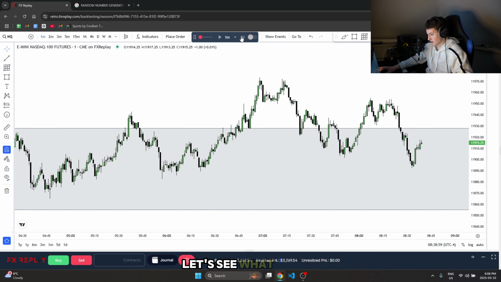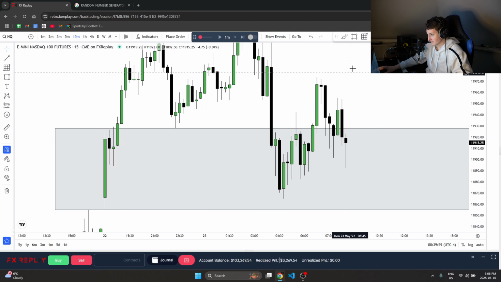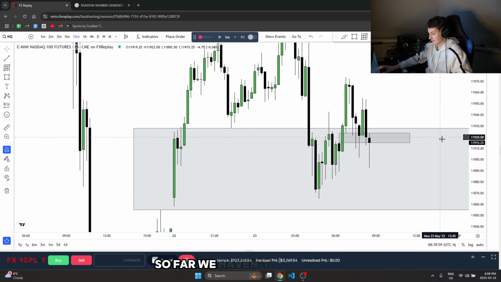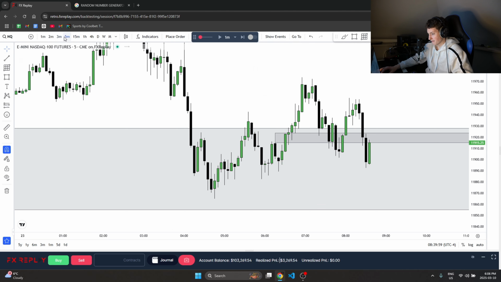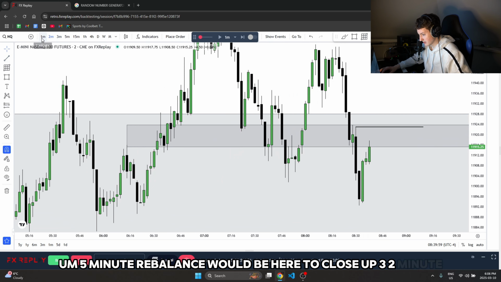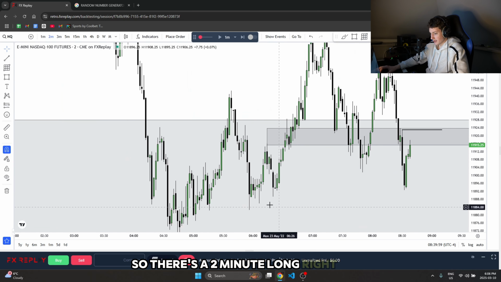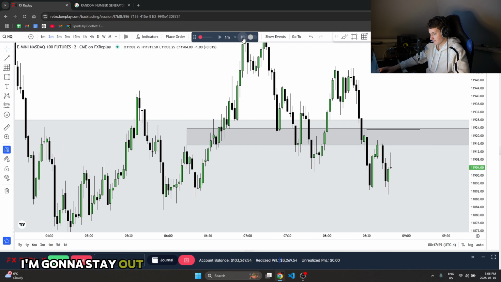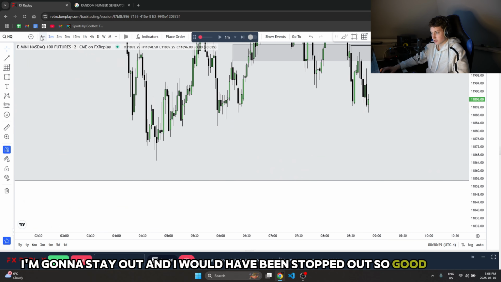Let's see what we get. So there is a 15-minute gap right here that is holding. So far we haven't broke that. 5-minute rebalance would be here. Close up to 3, 2-minute. So there's a 2-minute long right here. It's not that textbook. I'm gonna stay out, and I would have been stopped out. So good call.